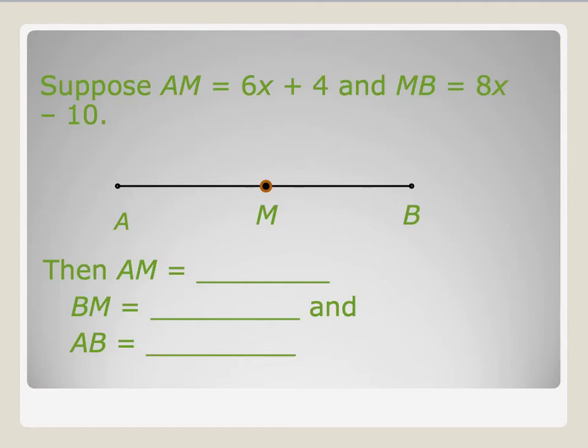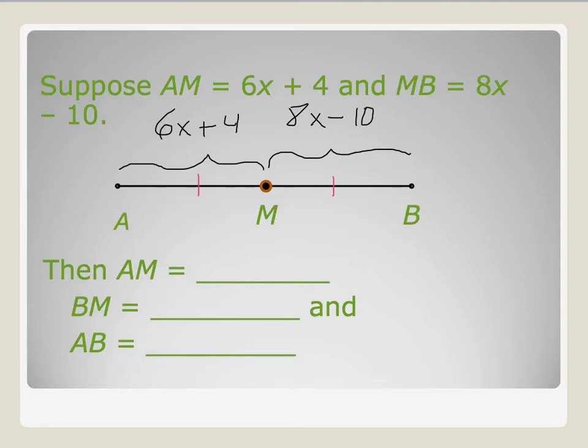Now some variables are involved. Okay, well, suppose this time we know that AM, I'm going to put my tick marks to show that they're equal, that AM is 6x plus 4, and MB is 8x minus 10. Well, since we have a midpoint, we know that these two expressions are equal. Our goal, though, to find AM, BM, and AB is to come up with numerical values. So we need to do out the algebra.